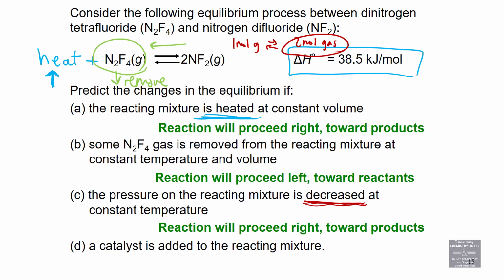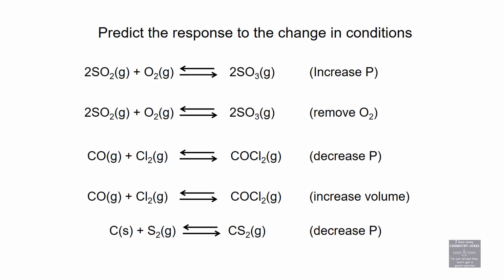gas. A catalyst is added to the system. It doesn't do anything. Equilibrium doesn't shift. That one's real easy. A couple more examples and then we'll be done with this.